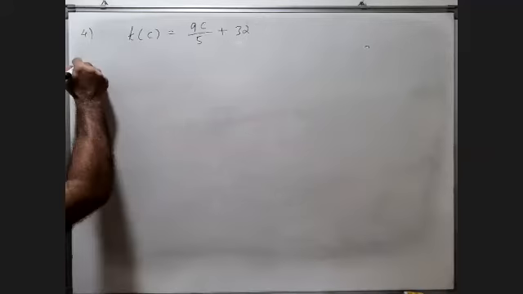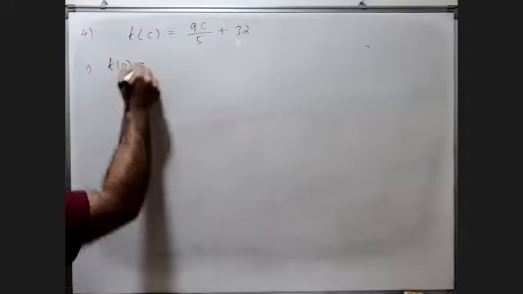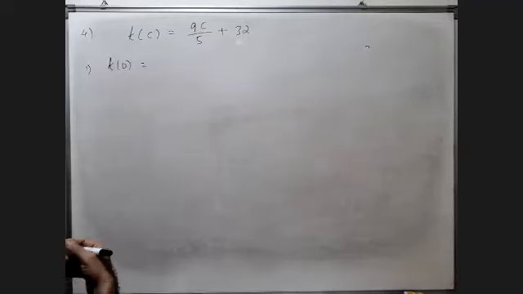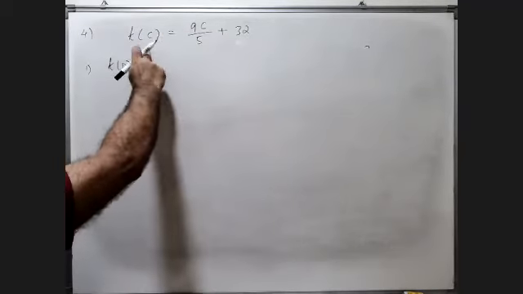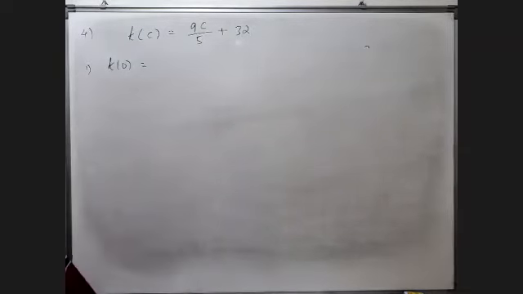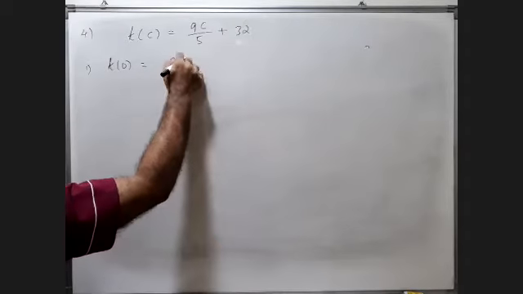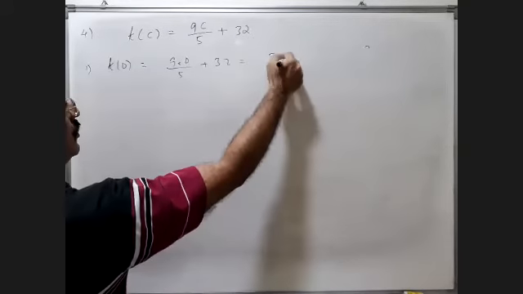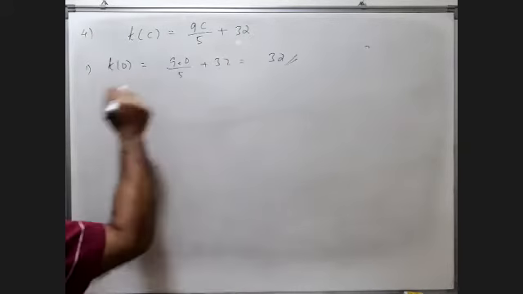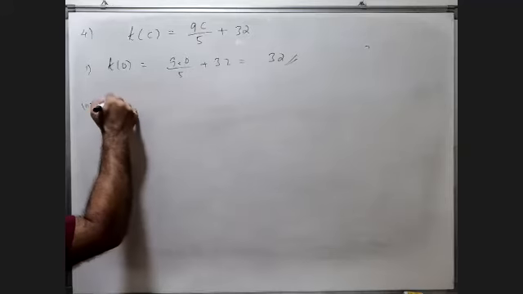First bit, T of 0. To find T of 0, replace C with 0. Replacing C with 0, 9 into 0 by 5 plus 32, which is 32. So T of 0 is 32. Second, T of 28.